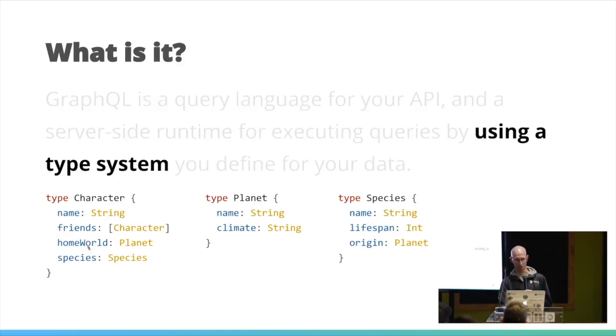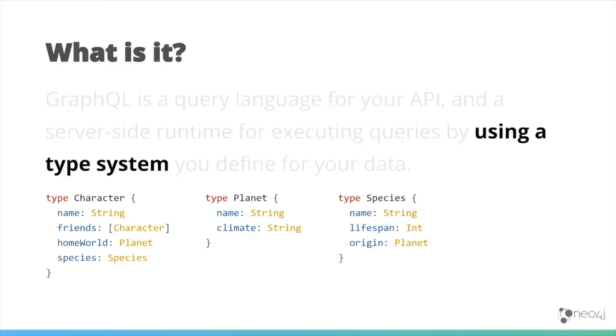But then we have a home world, which links over to this type here. And we have a species, which takes us over to here. And again, a species has an origin, which is a planet. And then that goes back into the middle. And so you need to define this at the beginning. And from this, it will generate your schema, which you can then write your queries against.